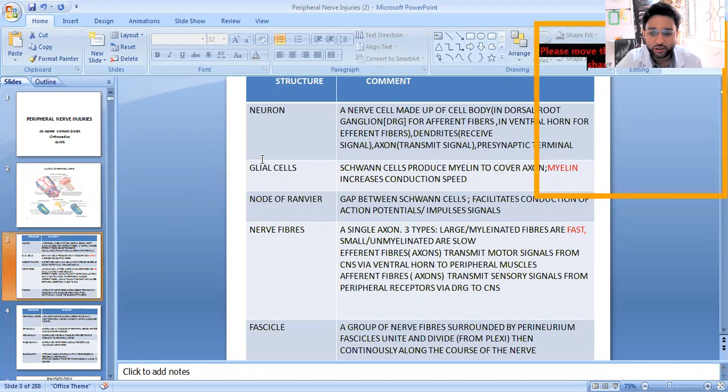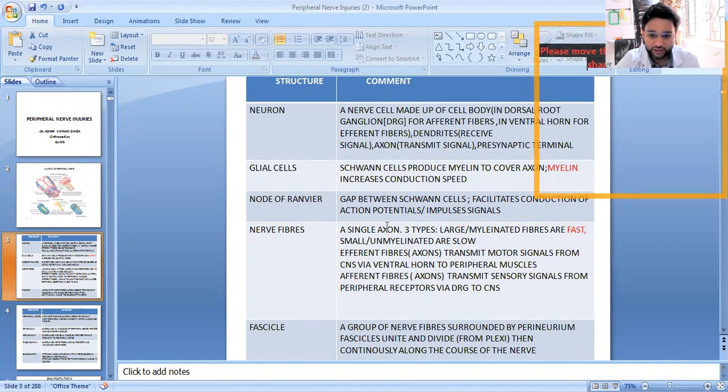There are several structures in the nerves. They are neuron, glial cells, node of Ranvier, nerve fibers, and fascicles. About neuron, it's a nerve cell made up of a cell body in the dorsal root ganglion for afferent fibers and the ventral horn for efferent fibers. Dendrites receive signals, and axons transmit signals. The glial cells are Schwann cells, which produce myelin to cover axons. Myelin increases conduction speed. The node of Ranvier, or gap between Schwann cells, facilitates conduction of the action potential and impulse signals.